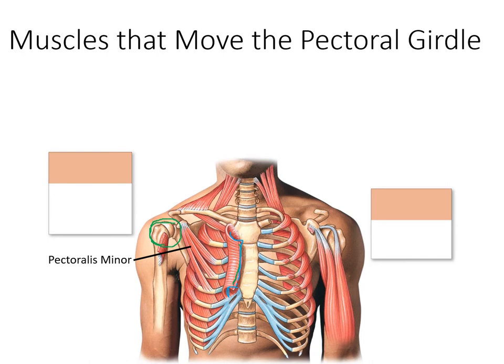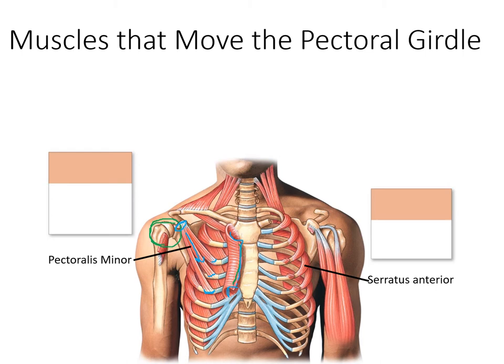Note that the more stable attachment site, right, the origin, is actually on the ribs, right? And the insertion is on the coracoid process. What this does is it pulls insertion down towards origin, so it's going to depress your shoulders. It's going to pull them down and slouch them forward. So depression and protraction, pushing your shoulders forward, curling up into a little fetal position with your shoulders.